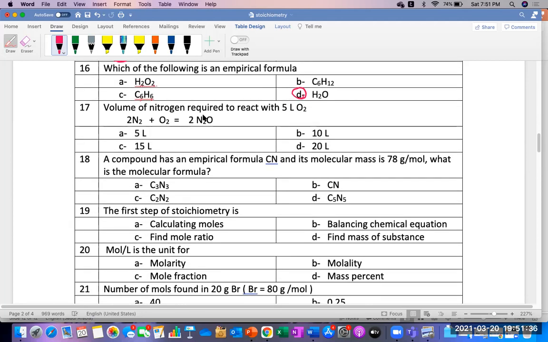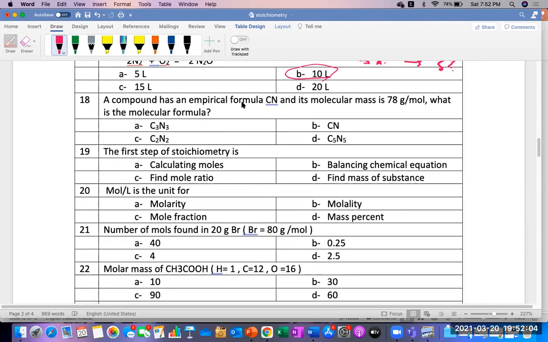Okay, volume of nitrogen required to react with 5 liters of O2. So again, we will use first the equation. So we need the relation between nitrogen and oxygen. So from the equation, we have 1 mole of oxygen will need 2 moles of nitrogen. Here we have 5 moles of oxygen, and nitrogen is unknown. So it will be 2 times 5 over 1. So it will be 10.